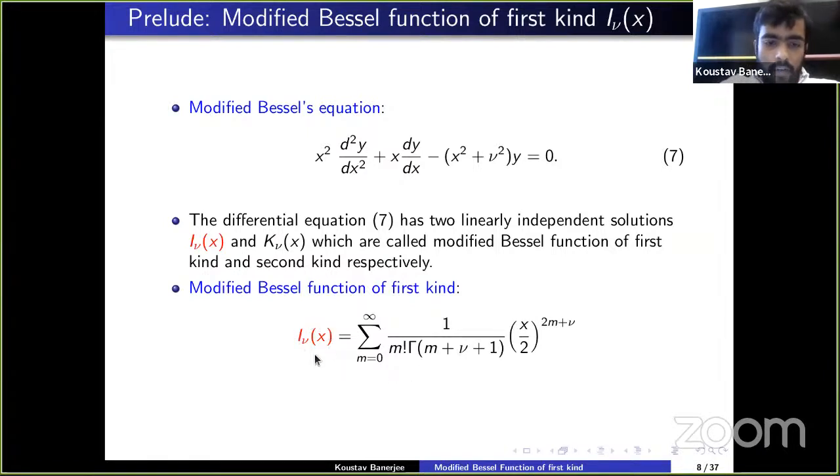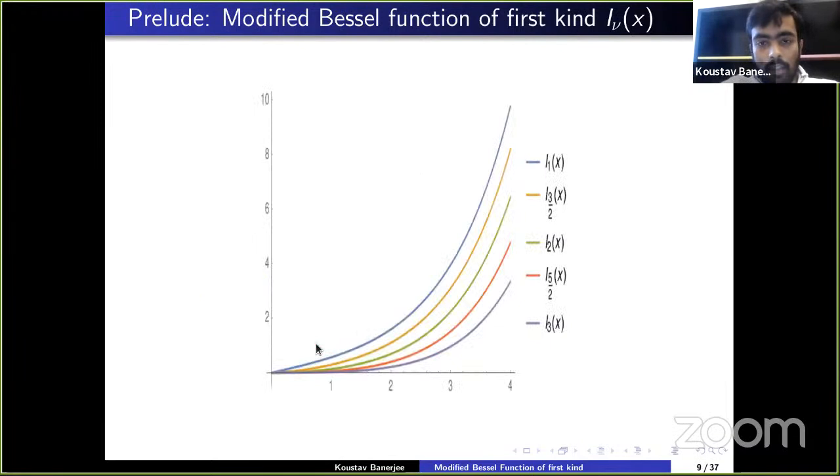If my function f(x) is this I nu of x, then we want to know how this function behaves. So I plotted this in Mathematica and put the picture here, although it is very tilted, which is bad. But still, these are I1 of x, I 3/2 of x, I2 of x, I 5/2 of x, and I3 of x. So these are exponentially growing, and for other cases, there is exponential decay. So they are not oscillatory.